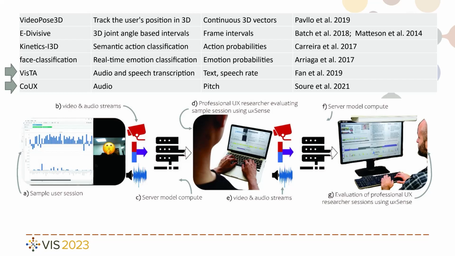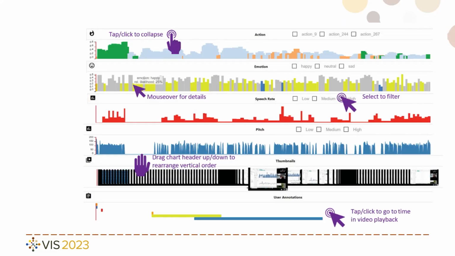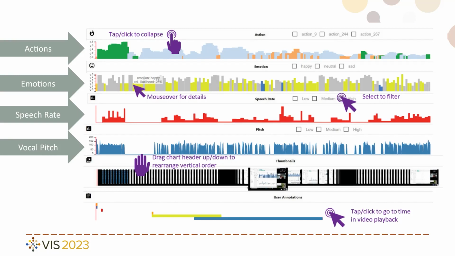The main components of the UX interface itself were the video playback, the transcript output from the Vista elements, an annotations table, and a timeline viewer that can be annotated by the user. The transcript was one output from the models we used, while the remaining outputs were all used as timeline visualizations in the bottom component of the interface. The timeline viewer also rendered a view of the user annotated points and intervals, which could be previewed with a mouse over tooltip.